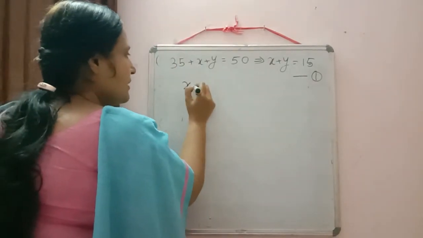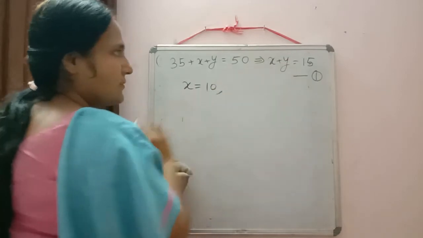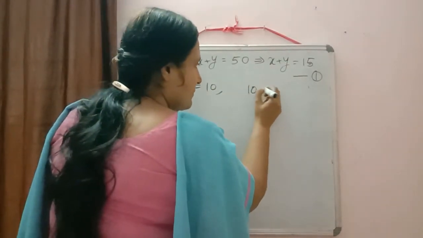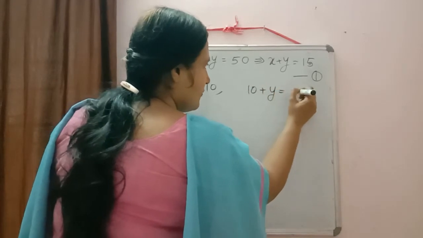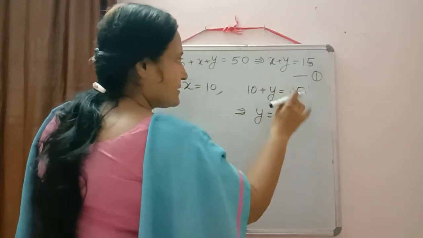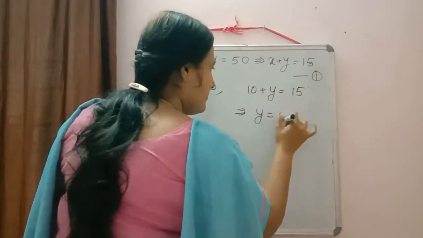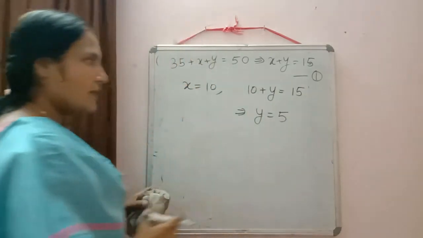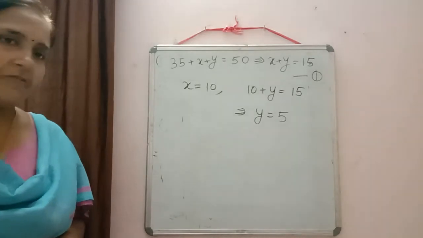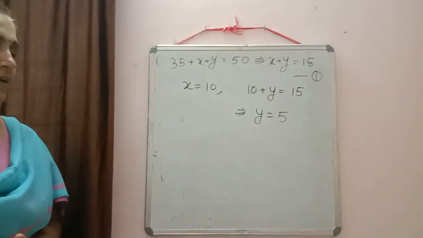Now substitute the value of x in the first equation to get the value of y. So we will get 10 plus y is equal to 15. Now 10 we can shift to right hand side. So it will be equal to 15 minus 10, 5. So we are getting x is equal to 10 and y is equal to 5. So I hope this question is clear to you.